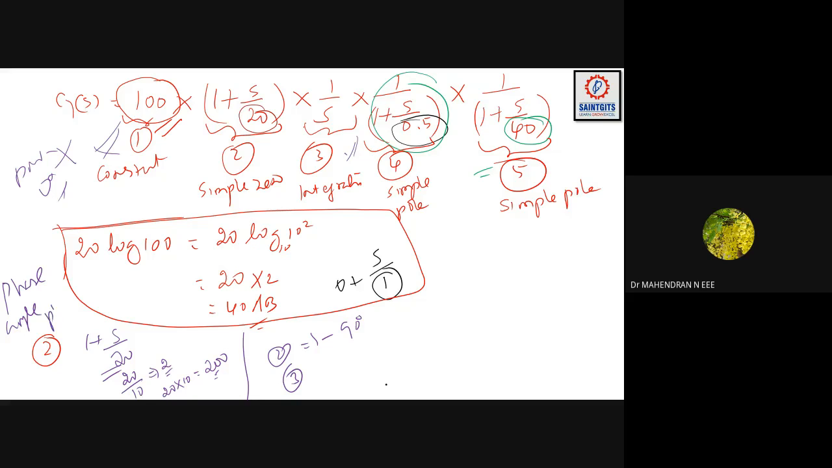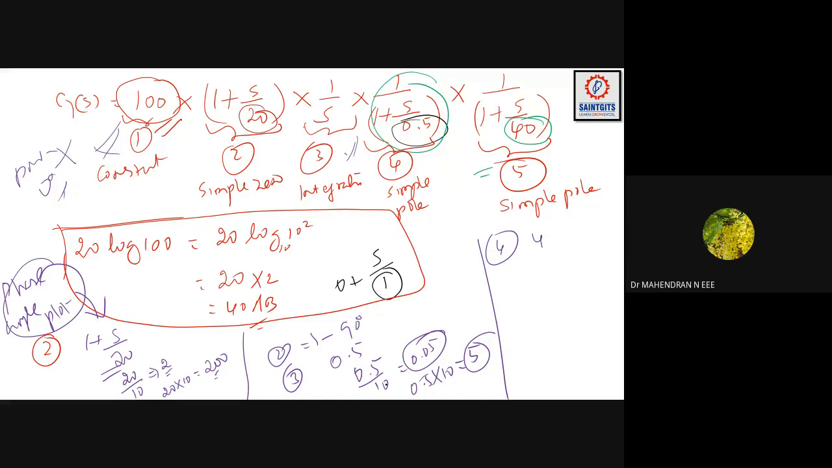Phase angle plot. Okay, this is a calculation for the phase angle plot. For the third term, the corner frequency is 0.5, so 0.5 divided by 10 is 0.05, and 0.5 into 10 is equal to 5. So this is the minimum, and this is the maximum. Then the fourth term, the corner frequency is 40. 40 divided by 10 is 4, and 40 into 10 is 400.